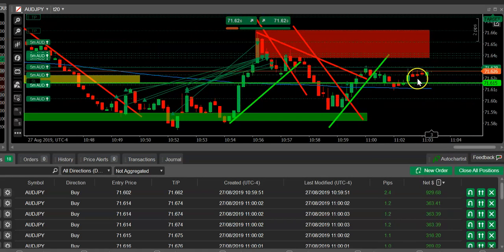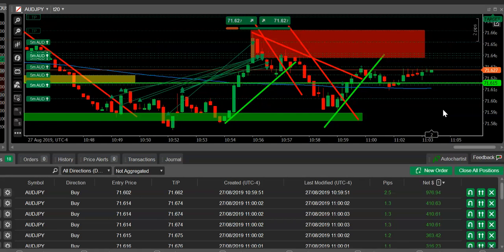Testing this area of support for the breakout. Again, leave my cursor there and just let price do its thing. You know, people think, oh, you recorded it and you're just kind of narrating over it. It's like, no, I'm actually doing it in real time. It's 11:03.